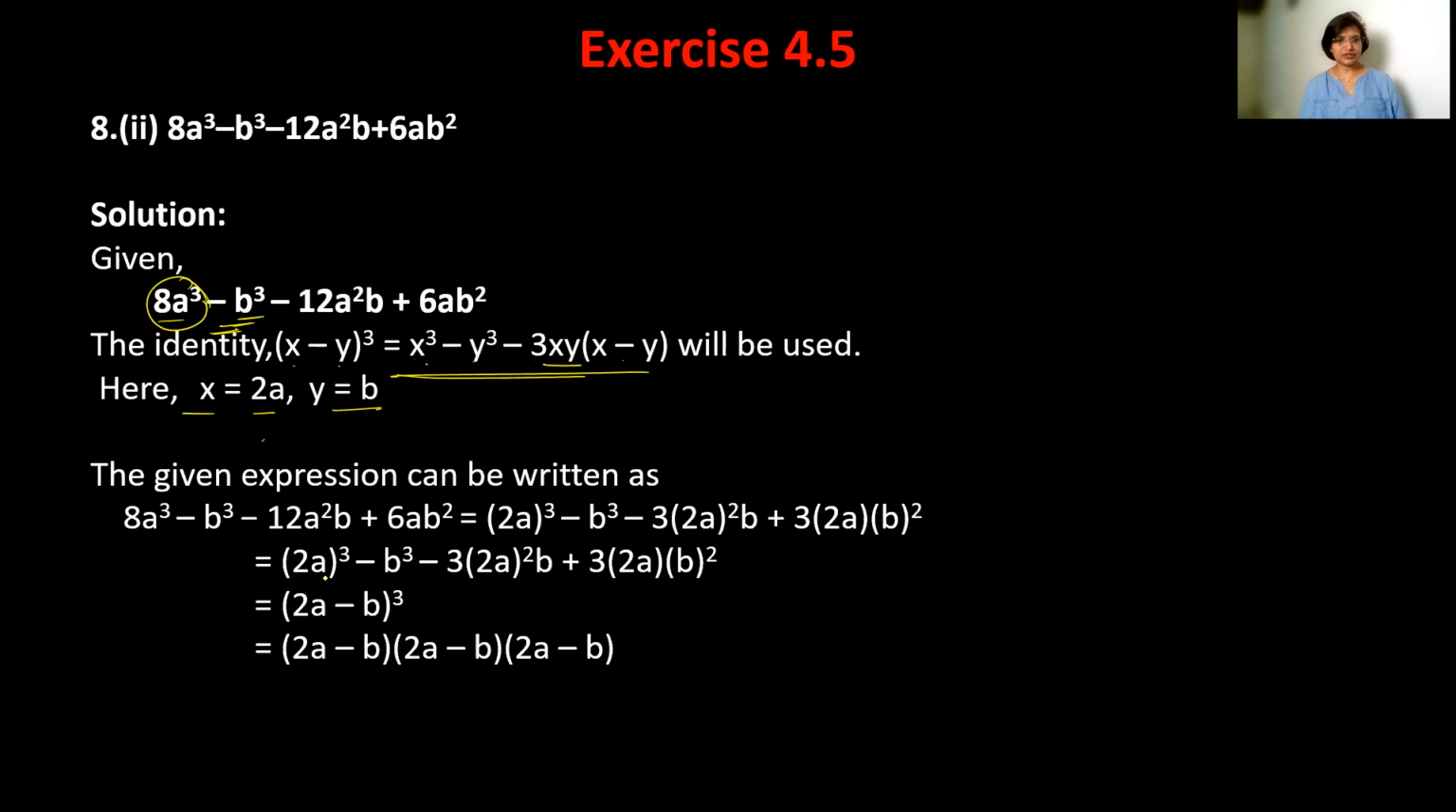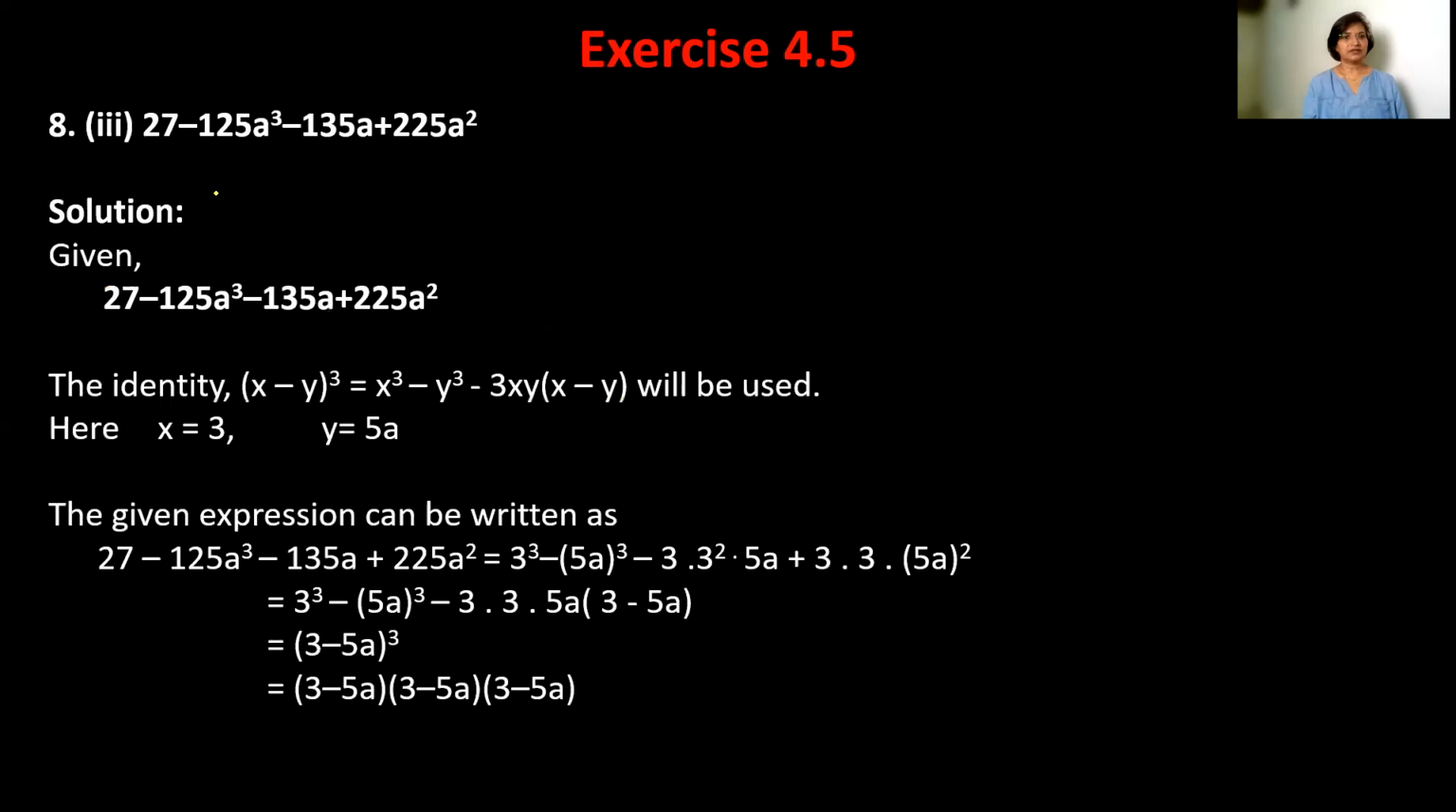So here, after putting 2a cube minus b cube minus 3 into 2a square b plus 3a b square, after multiplying inside, in this form first we will write, and after multiplying this we will get this. So this is the form which we can write. What is the form? x minus y whole cube. So we have written 2a minus b whole cube, and this cube we can write three times: 2a minus b into 2a minus b into 2a minus b.